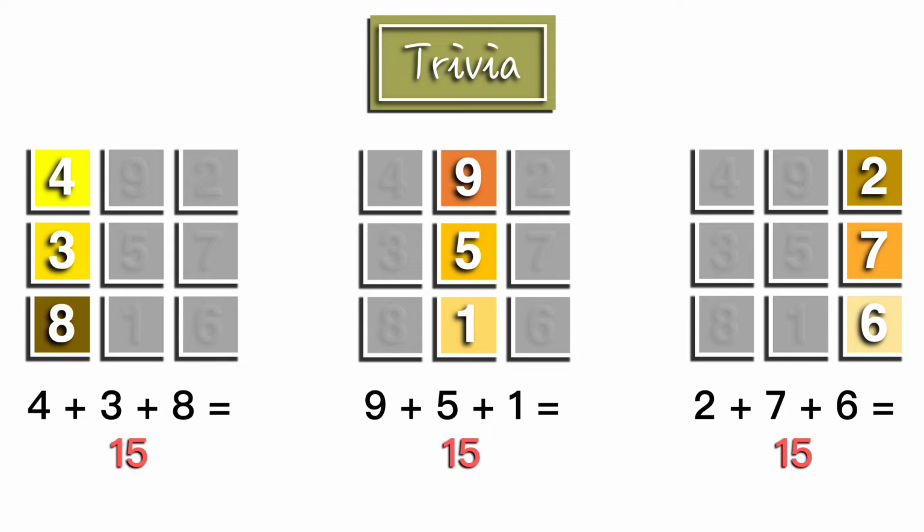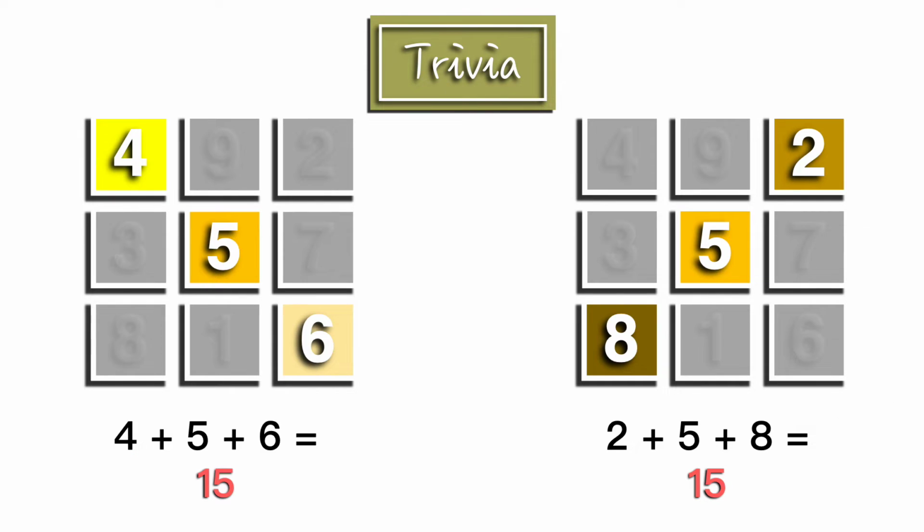These are the vertical rows where the numbers match up to 15. 4 plus 3 plus 8 equals 15, 9 plus 5 plus 1 equals 15, 2 plus 7 plus 6 equals 15. And the diagonal row of 4 plus 5 plus 6 equals 15, 2 plus 5 plus 8 also equals 15.